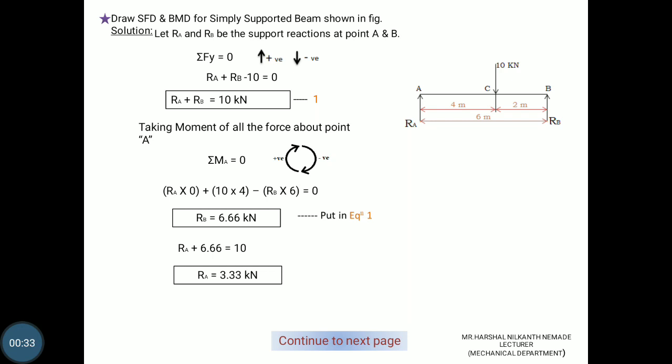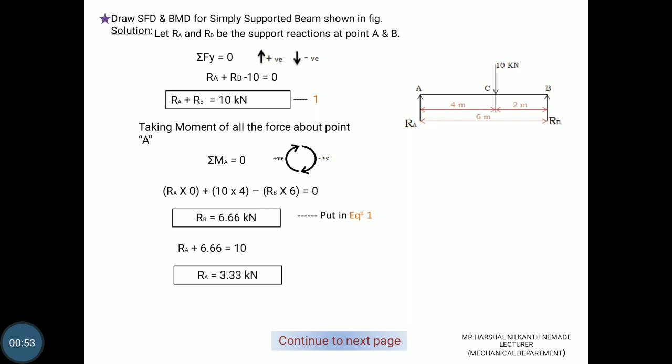One force of 10 kilonewton is acting on the span, and there are two forces Ra and Rb at the end points A and B of the span. They are known as support reactions. Starting with our numerical, let Ra and Rb be the support reactions at points A and B.